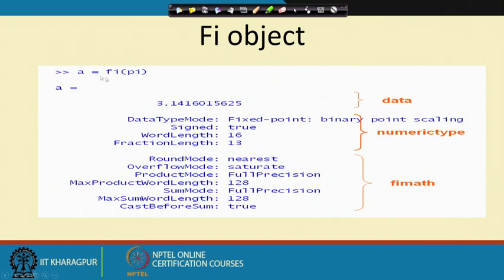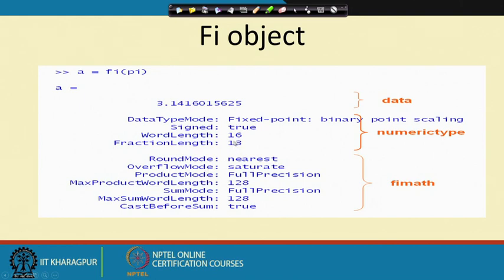Okay. So, A equals fi of pi, where pi is the pi function. The value will be something like 3.141601565. Here the data type mode is fixed point, binary point scaling, signed is true, word length is 16, and fractional length is 13.